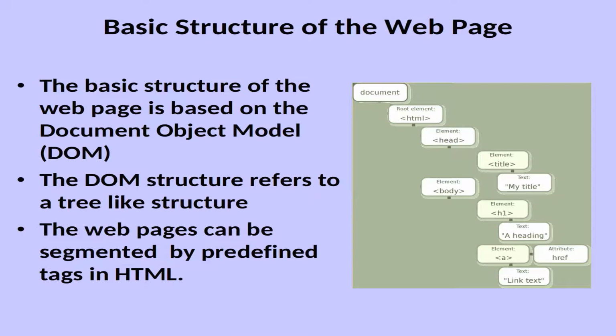Now, let us see about the basic structure of the web page. The basic structure of the web page is based on the document object model called as DOM. The DOM structure refers to a tree-like structure where the HTML tag in the page corresponds to the node in the DOM structure. We can segment the web page by using predefined tags in HTML.